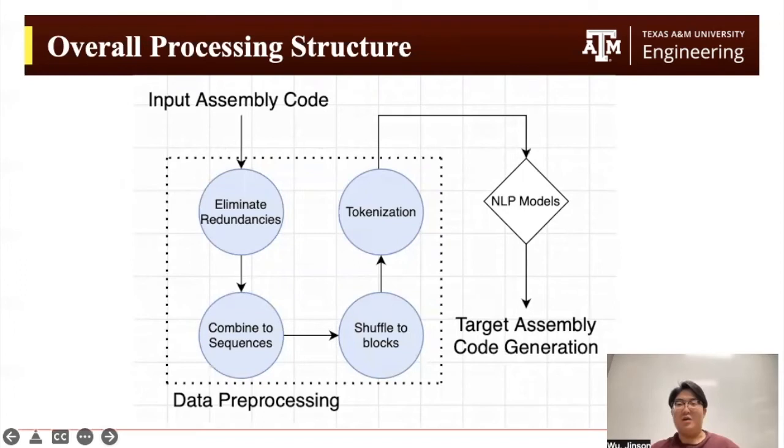Okay, this is our overall structure of the neural machine translation model. The left four sections are the data preprocessing, which handles the raw data. It processes the input assembly code, which is the ARM assembly code in this project, into tuples, which are a special form in TensorFlow that can be fed into the natural language processing models. In the following, I will introduce the way we designed the NLP models and the algorithms we utilized and compared with the binary translator.